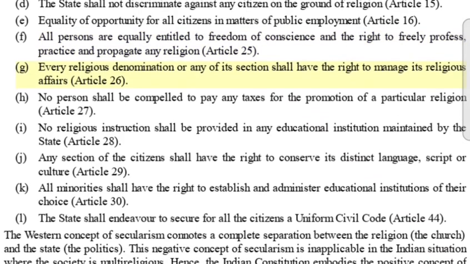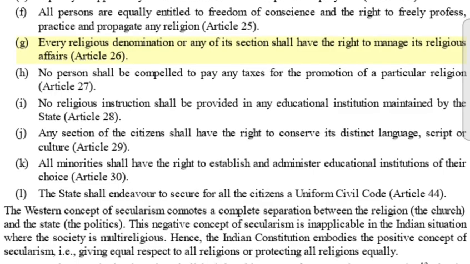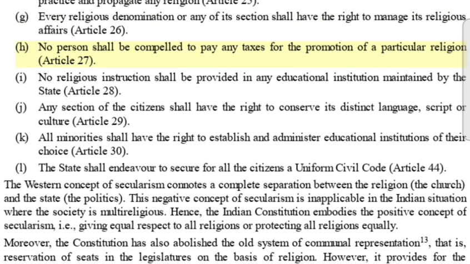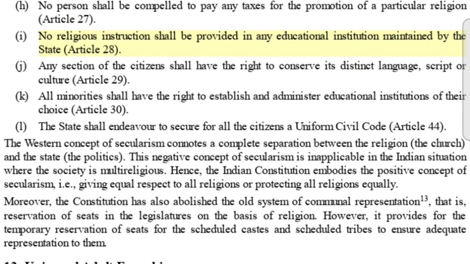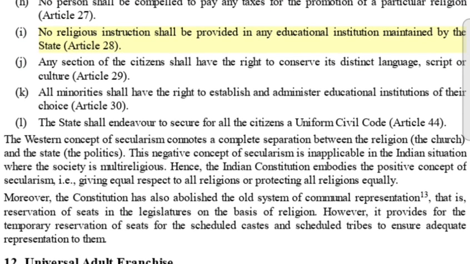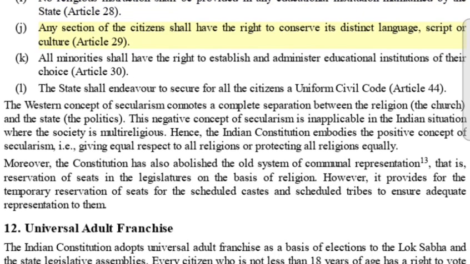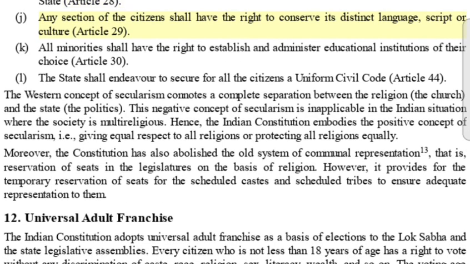G. Every religious denomination or any of its sections shall have the right to manage its religious affairs. Article 26. H. No person shall be compelled to pay any taxes for the promotion of a particular religion. Article 27. I. No religious instruction shall be provided in any educational institution maintained by the state. Article 28. J. Any section of the citizens shall have the right to conserve its distinct language, script or culture.